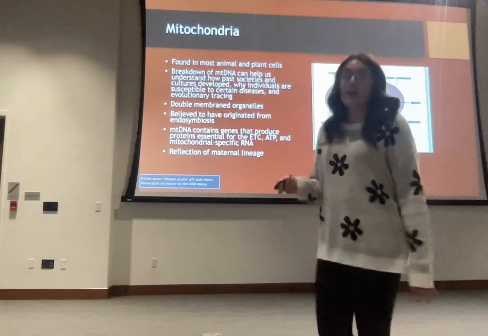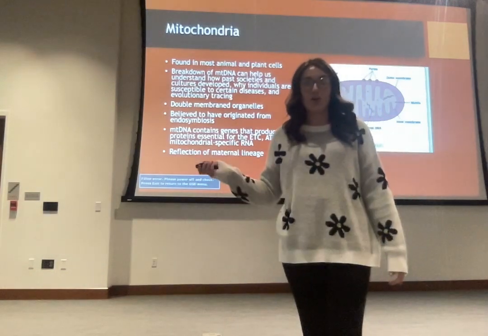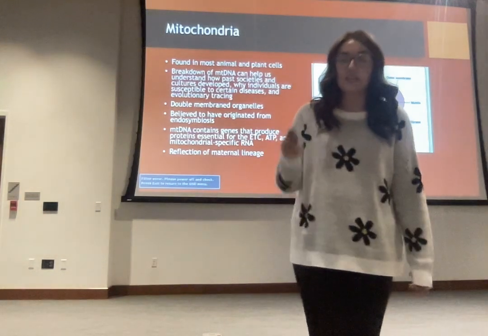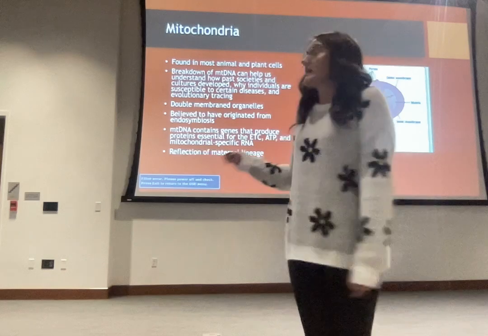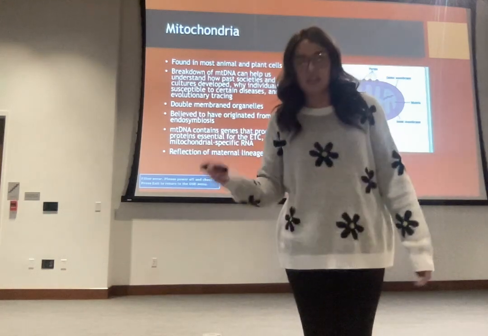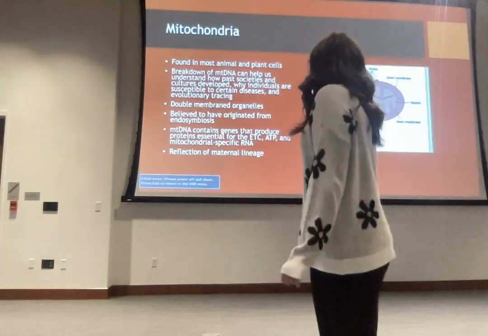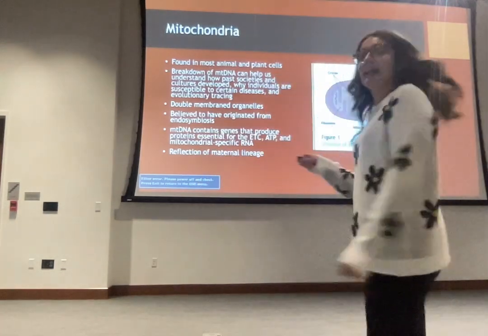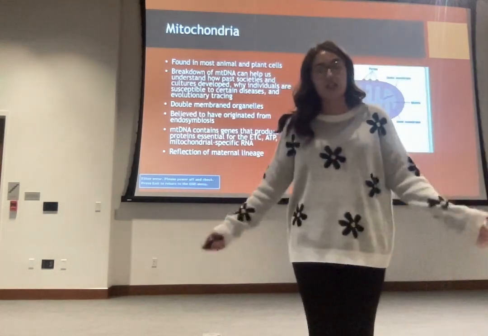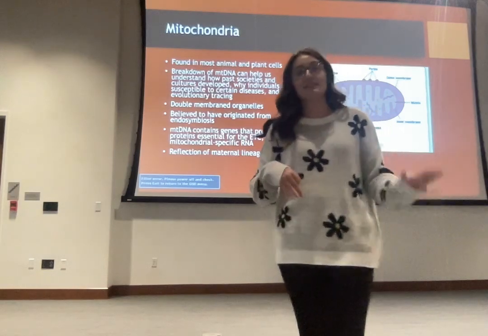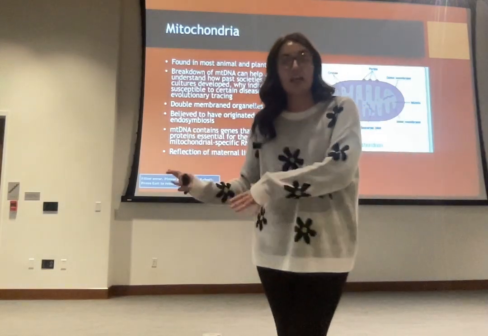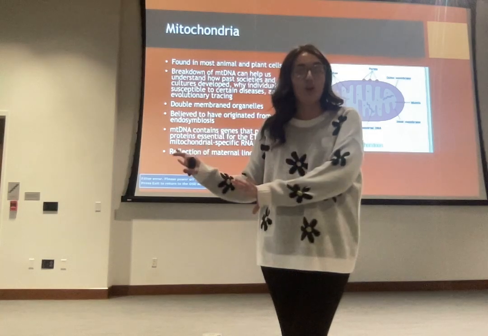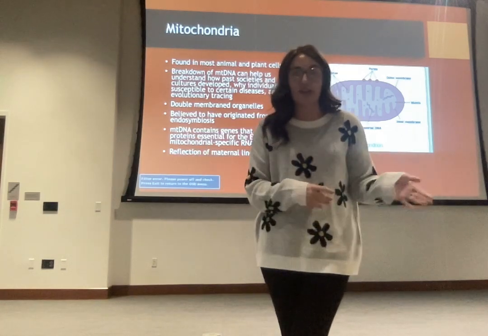The mtDNA also contains the genes that are essential for the proteins in the electron transport chain. It produces ATP, which is adenosine triphosphate, and also has mitochondrial-specific RNA. And the mitochondria is a reflection of the maternal lineage, as you do not receive any mitochondria aspects from your father because no mitochondria is passed down through the sperm.